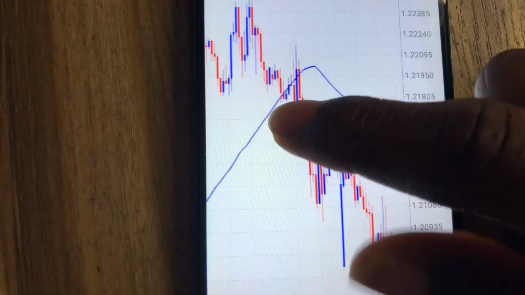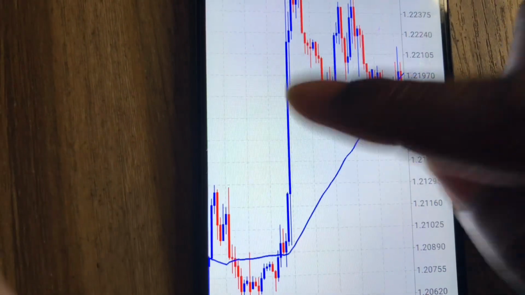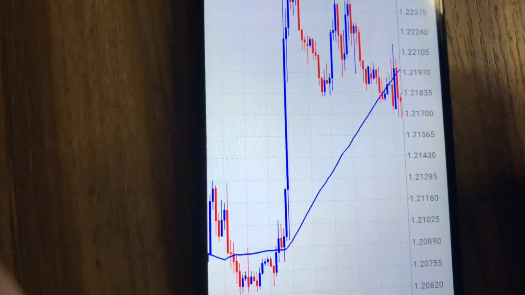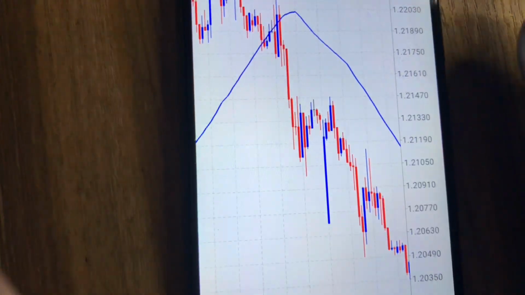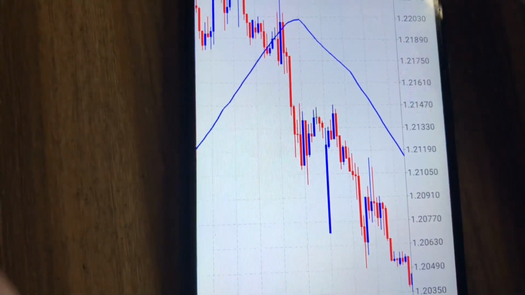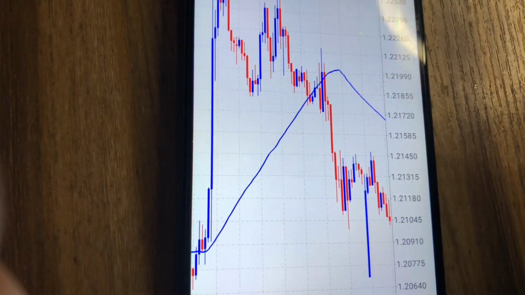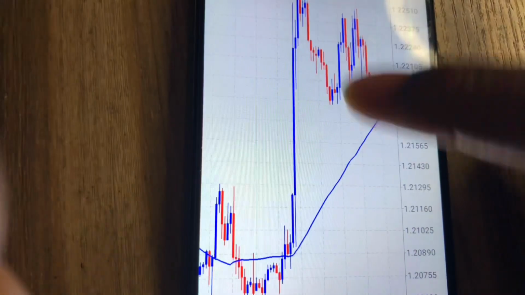Now what the 50 moving average helps to tell you is the trend of the market. Whenever you see price above the 50 moving average, this signifies an uptrend in the market, not necessarily a buy but an uptrend. Whenever you see price below the 50 moving average, this shows you a downtrend in the market. With this indicator, you can use a glance to find out the direction of the market, whether the market is going down or going up.